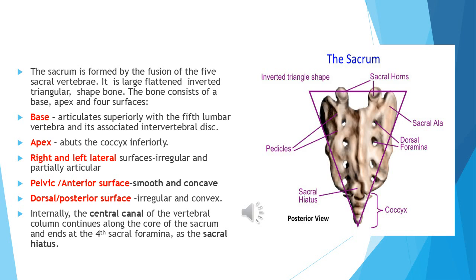Internally, you can see the central canal of the vertebral column is also continuing along with the core of the sacrum, and that is the sacral canal, and it ends at the fourth sacral foramina as the sacral hiatus. That opening is known as the sacral hiatus, at the end of the fourth sacral foramina.